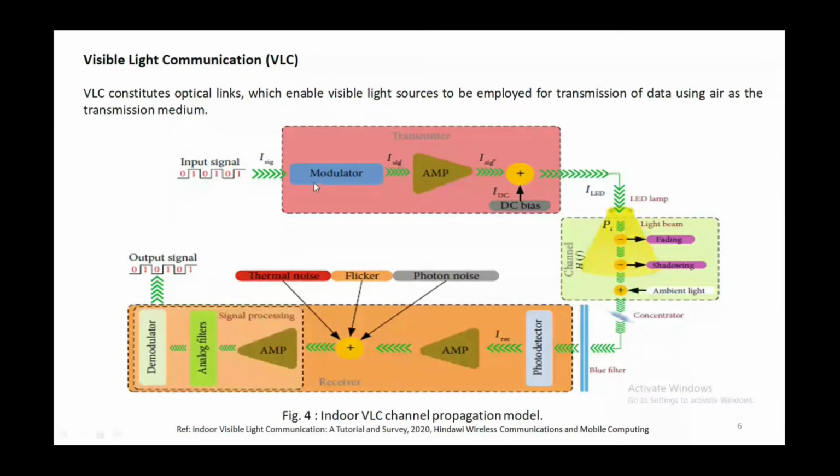Here, first the data is converted into an appropriate format with the help of a modulator, and that signal is amplified and transmitted to the channel. For optical communication we need only a positive signal. We can't transmit a negative signal with the help of an LED or laser.